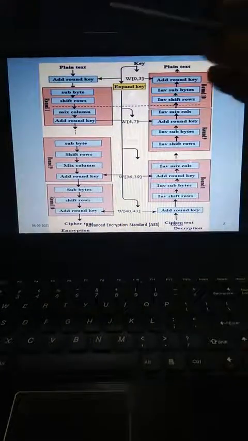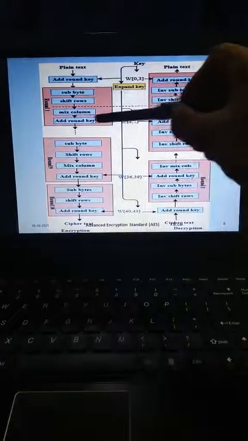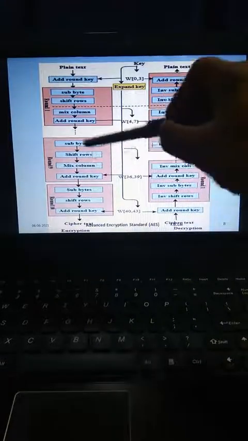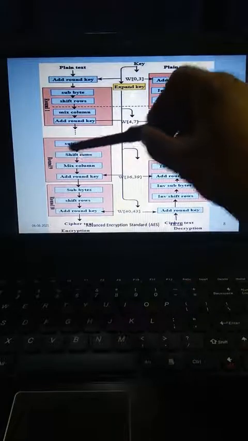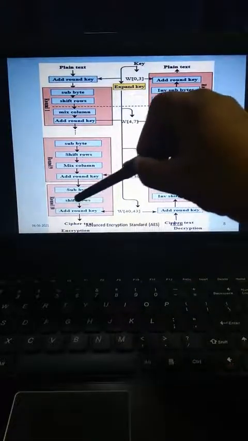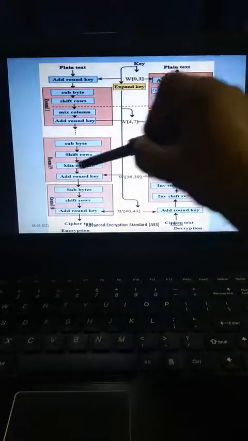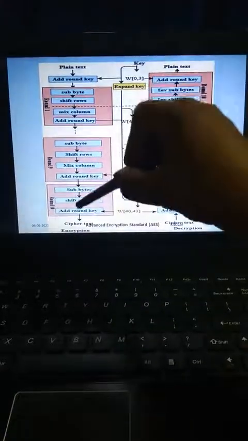So here is the story of the entire rounds. This is the first round. The output of this round becomes input to the next round, and round 2, round 3 and so on. This is the 9th round. And what happens in the 10th round? This mix column is absent. This is not done in the 10th round.